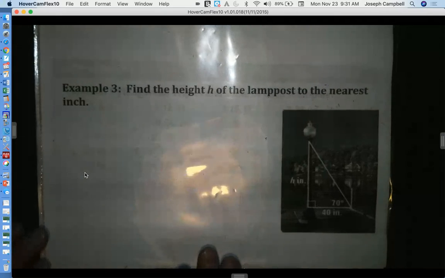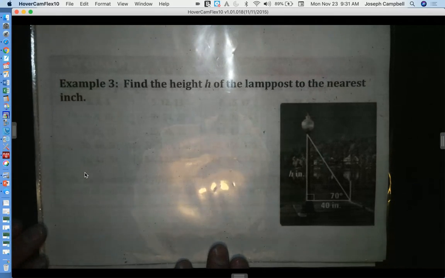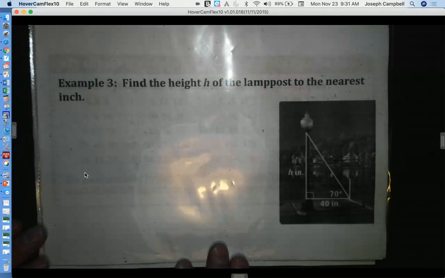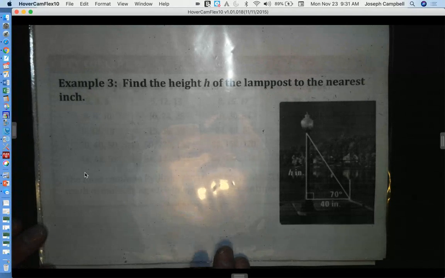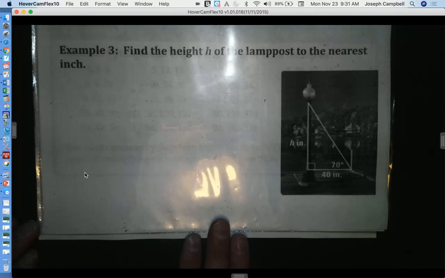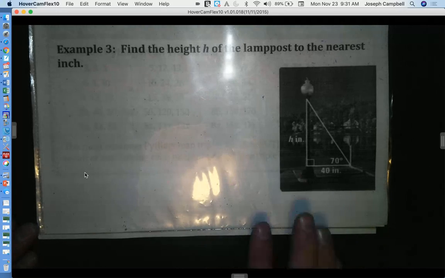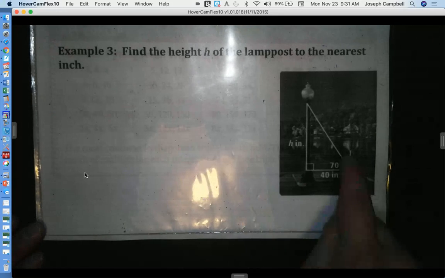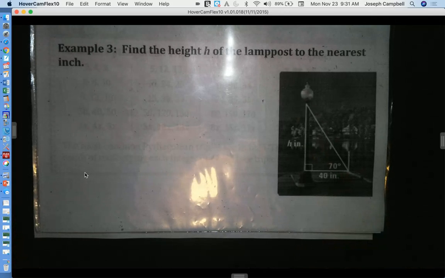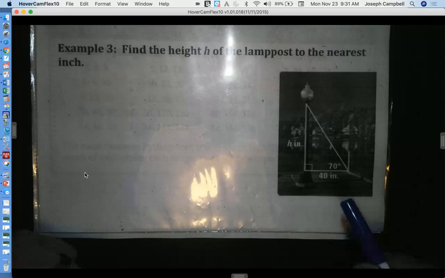Sometimes I like to throw in a little bit of context to make it seem more cool or something. Our job is to figure out h. So they had this idealized picture. It's still just a right triangle. Right triangles are everywhere. Hopefully you can appreciate that and see them. But yeah, here it is.